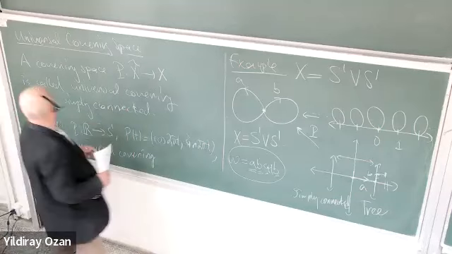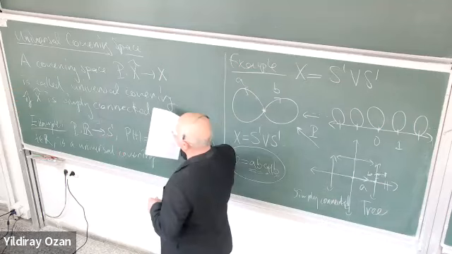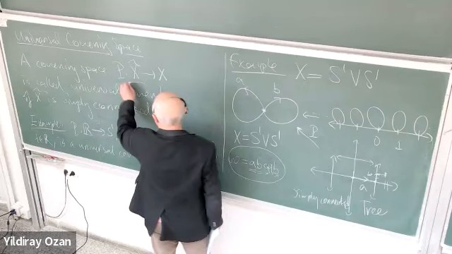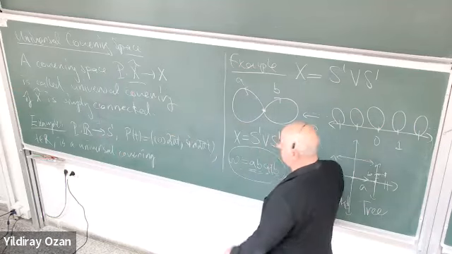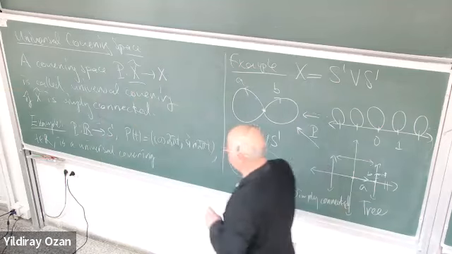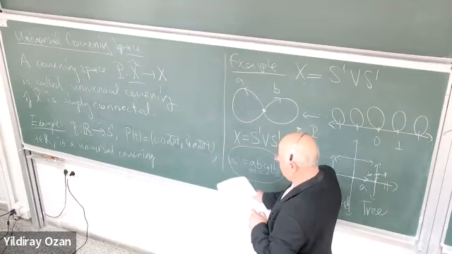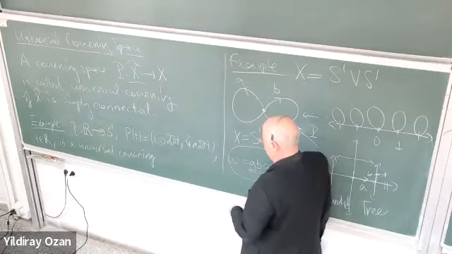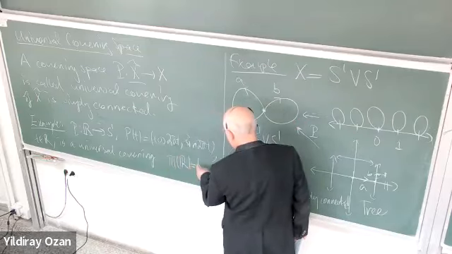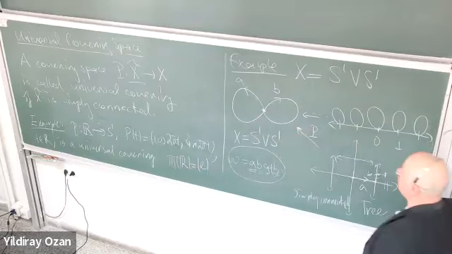Okay, so a covering space is called the universal cover if X tilde is a simply connected space. An example is this one, the covering space of S1, which is R. R is, of course, simply connected, right? Pi1 of R is just the trivial group. Therefore, it's a universal cover.